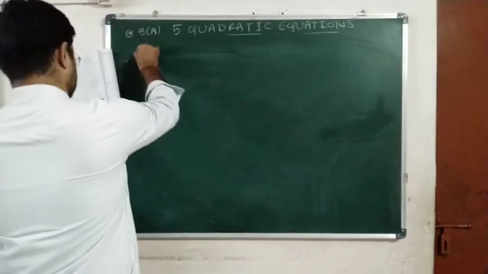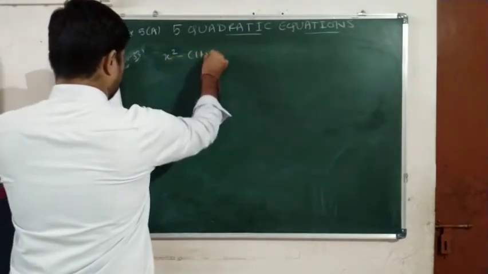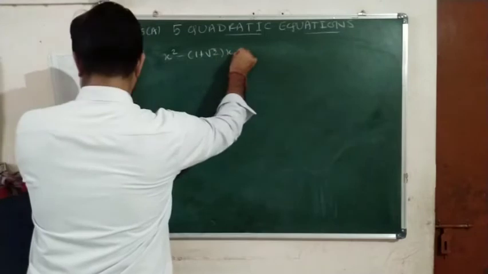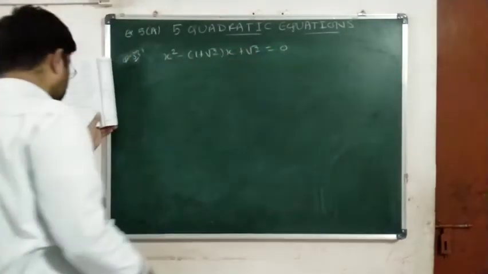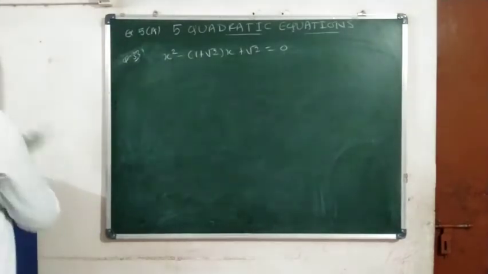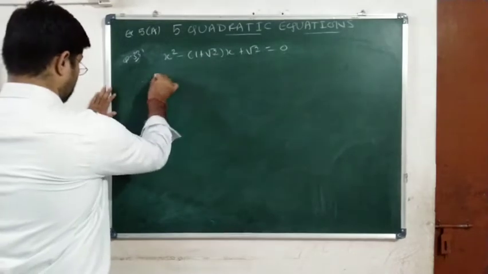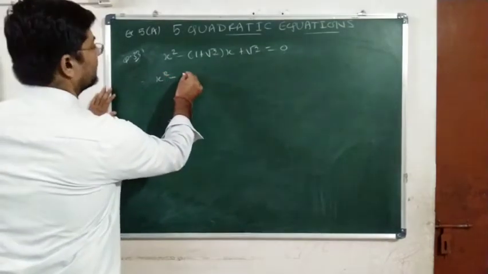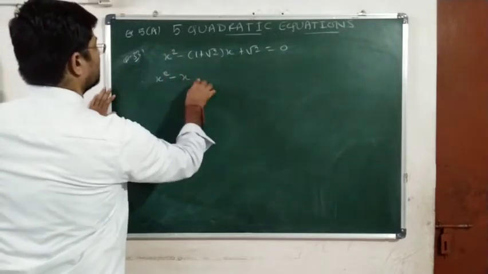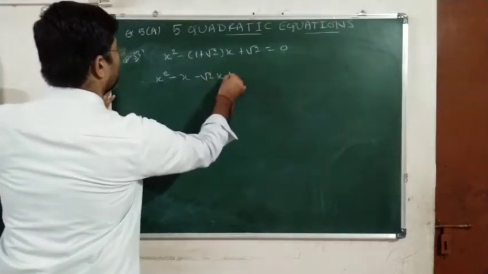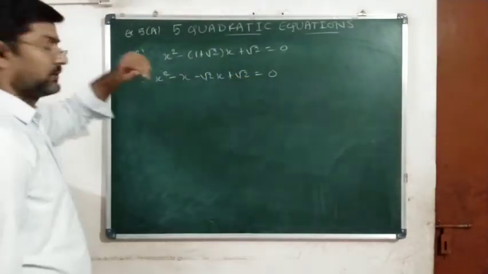Okay, now 33. x square minus 1 plus root 2 x plus root 2 is equal to 0. Therefore x square minus, let me open the bracket, (1 + root 2)x plus root 2 is equal to 0. Yes or no? x is multiplied with the two terms.